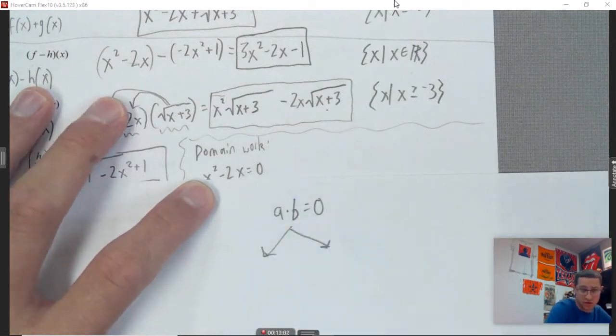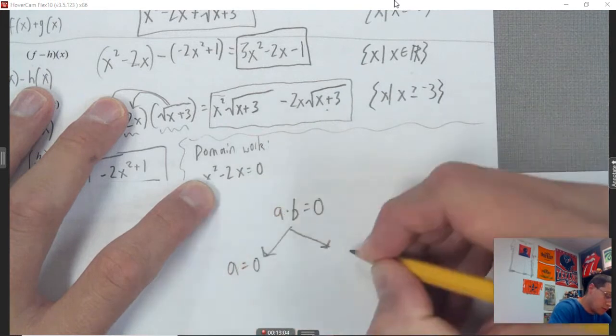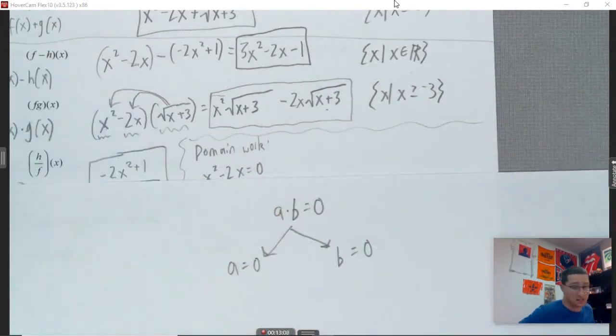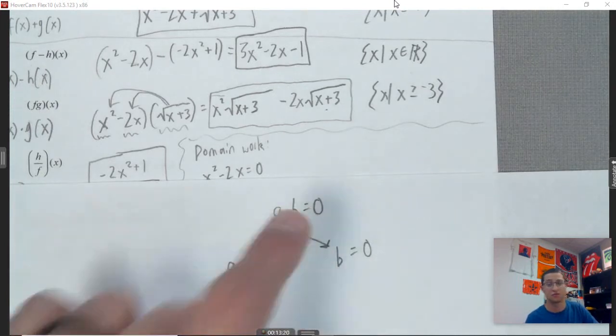There's two options to make this true. Either A is 0 or B is 0. Okay? So it seems like a simple concept, right? If A is not 0, then B would have to be 0. If B was not 0, then A would have to be 0. So those are the only two ways that this would make a true statement.